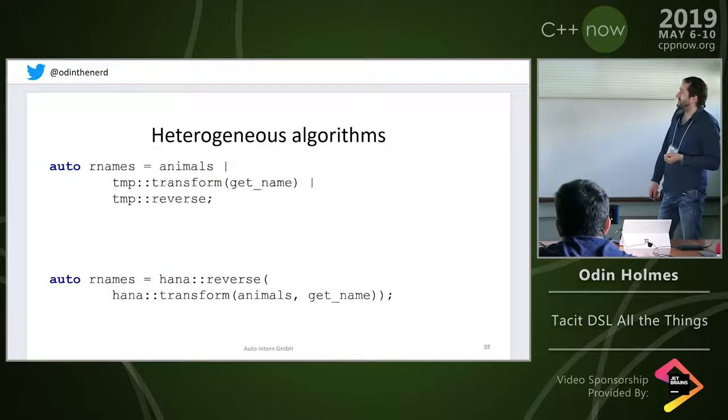And if I want to express this in a ranges DSL kind of way, I can say, okay, I've got a tuple of animals. I'm piping that into a transform with this predicate, and then I'm piping that into a reverse. It's the same thing, just inside out, if you will.